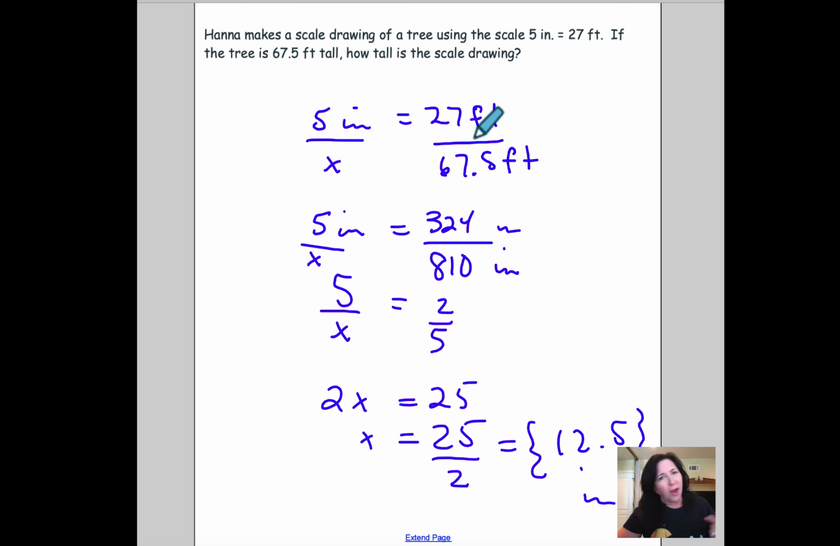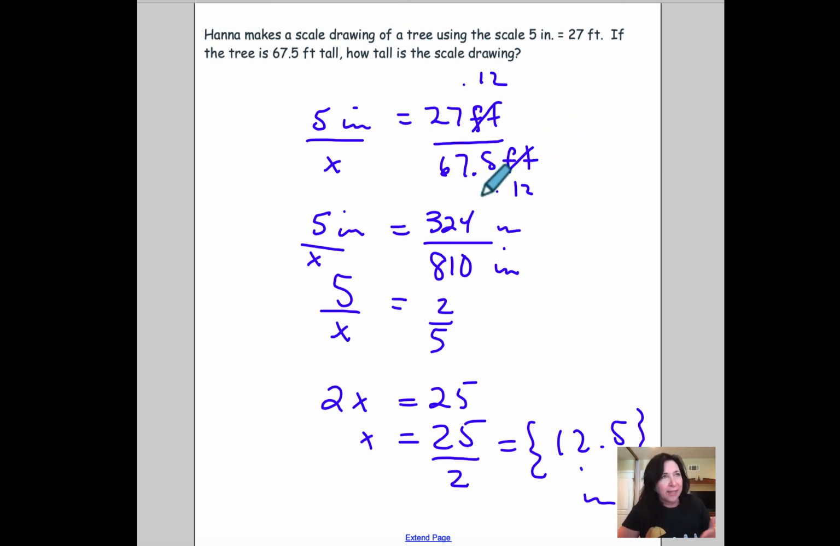But when I cross multiply 67.5 times 5, because my feet divided by feet ended up canceling out, right? So realistically, even though I'm multiplying by 12 here and by 12 here, ultimately I'm reducing by 12 later on anyways.